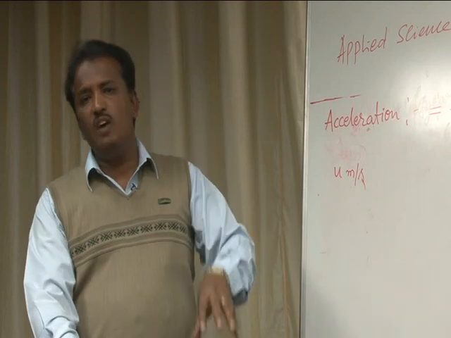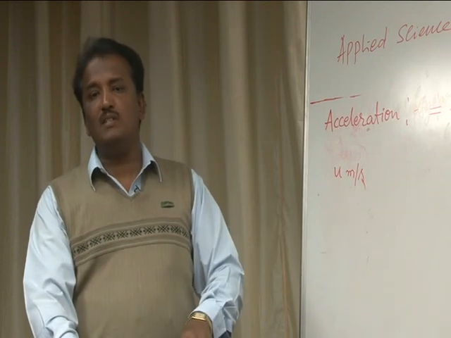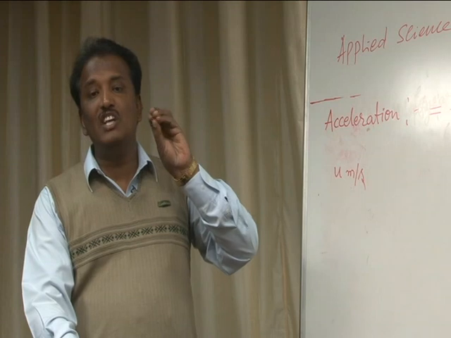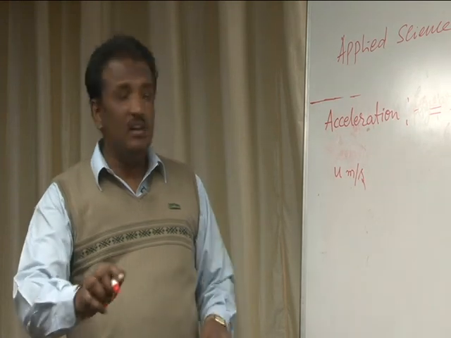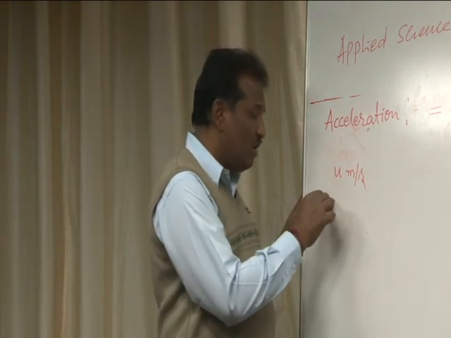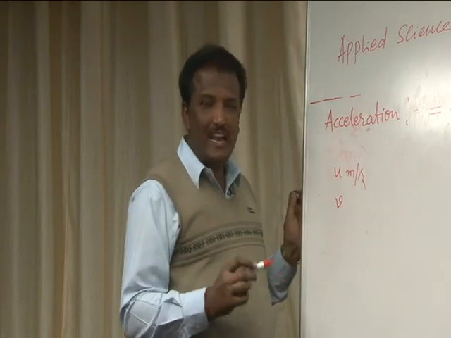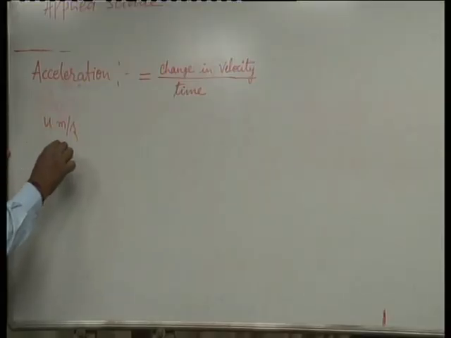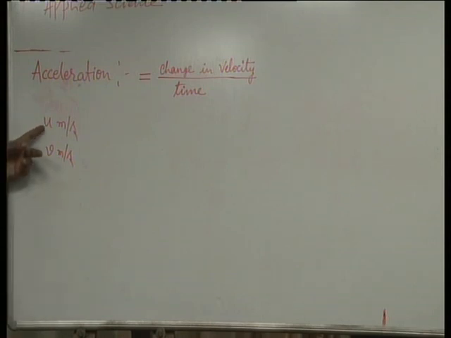In both of the cases, if you apply some force on it, there is a change in its velocity. Then the velocity after the influence of force in a time t seconds, you can call it v meter per second. For our convenience you can say u is the initial velocity, v is the final velocity. So, u changes to v in a time t seconds by the influence of a force F.